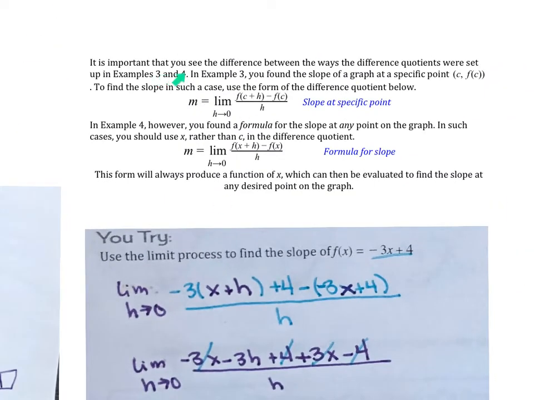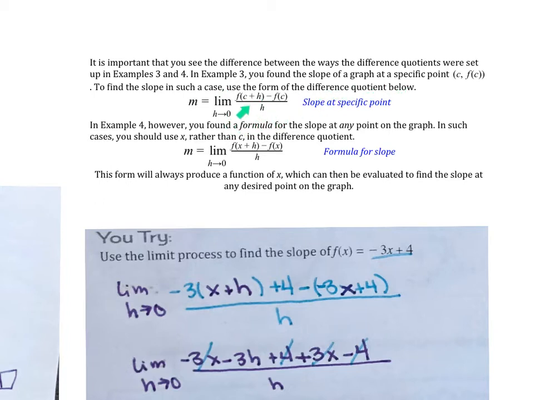So it's important to know the difference or see the difference between the ways the different quotients were set up in examples 3 and example 4. So we just did example 4. The previous video was example 3. In example 3, you found the slope of a graph at a specific point. To find the slope in such a case, we're going to use this form of the difference quotient below.